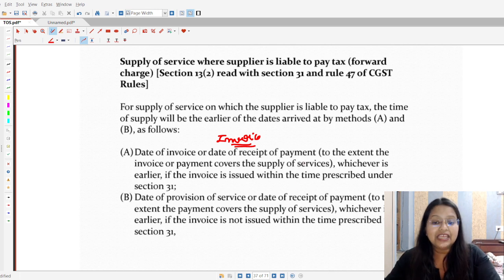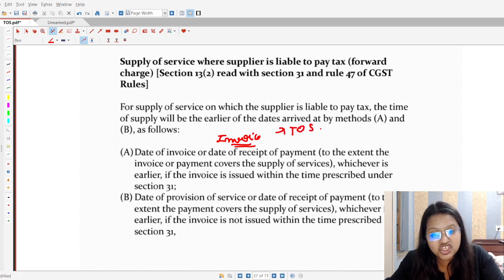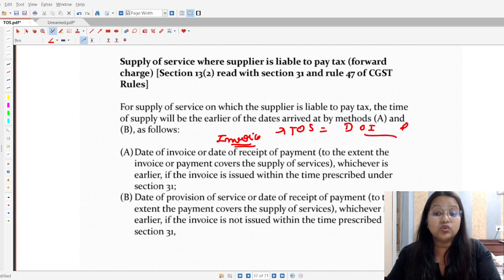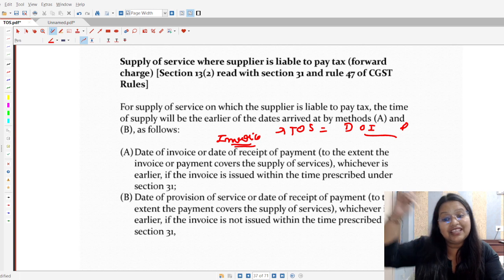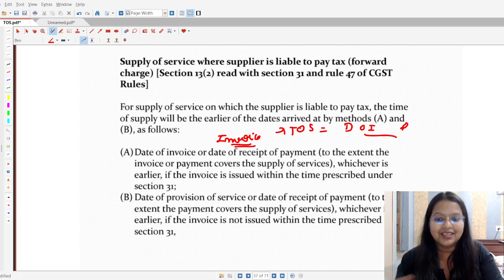So students, if the invoice has been issued on time, the time of supply shall be the date of invoice or the receipt of payment, whichever is earlier. Does Notification No. 66/2017-CT dated 15th November 2017 apply here also? No student, it is applicable only in the case of goods.